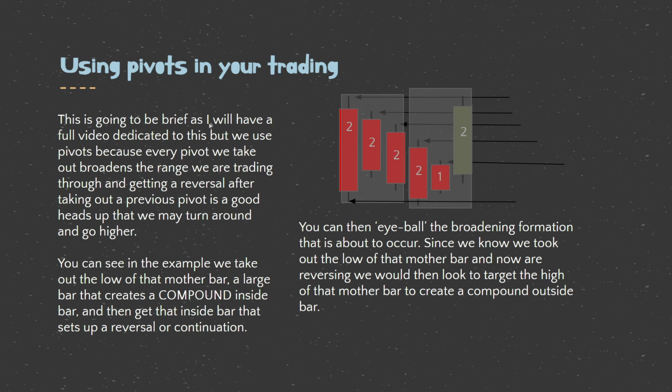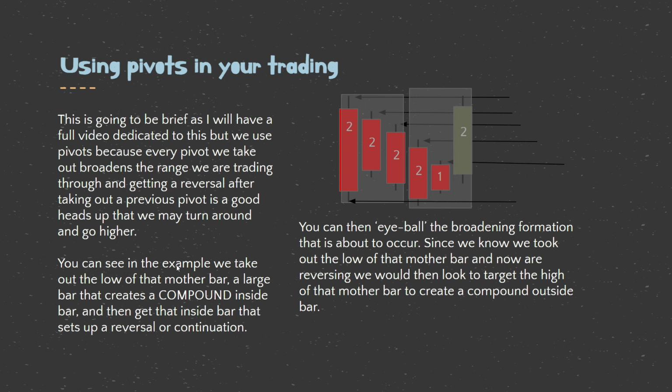So, using pivots in your trading. This is going to be a little bit brief because I'm going to have a full video dedicated to this when I have the time. But we use pivots because every pivot we take out broadens the range we are trading through. And getting a reversal after taking out a previous pivot is a good heads up. We may turn around and go into the highs or higher.